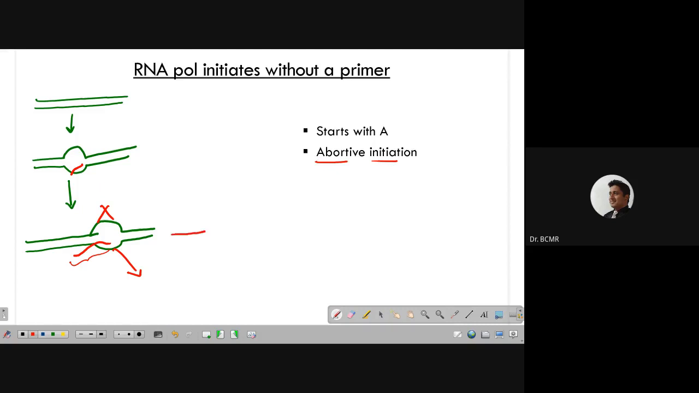Typically, what should happen is that the RNA polymerase should synthesize a long stretch of RNA, moving into the elongation state. Instead, from initiation it does not go to the elongation state, and dissociates. It might happen several times in this location. And that is called abortive initiation. Okay?